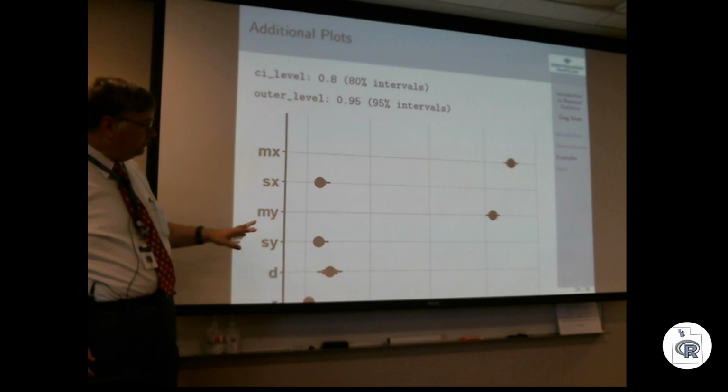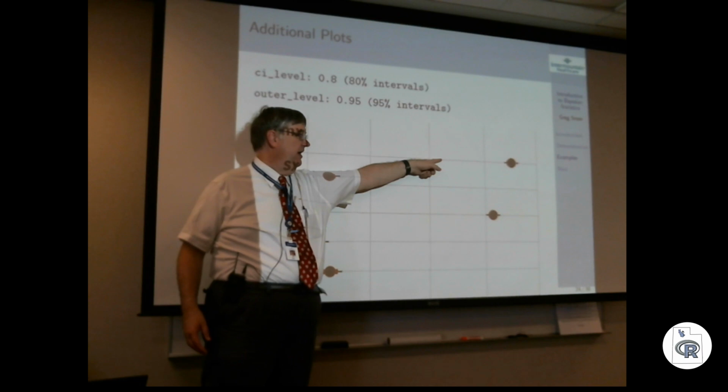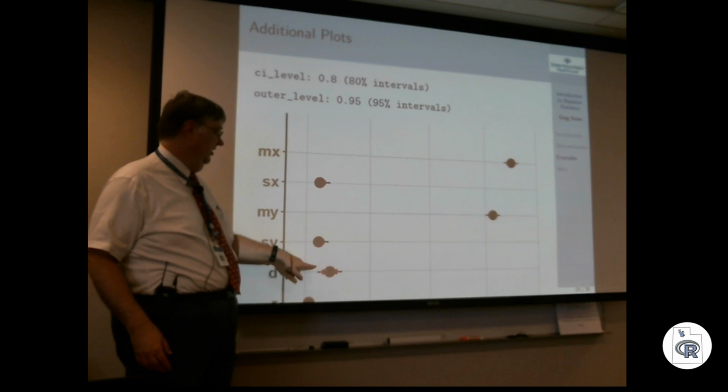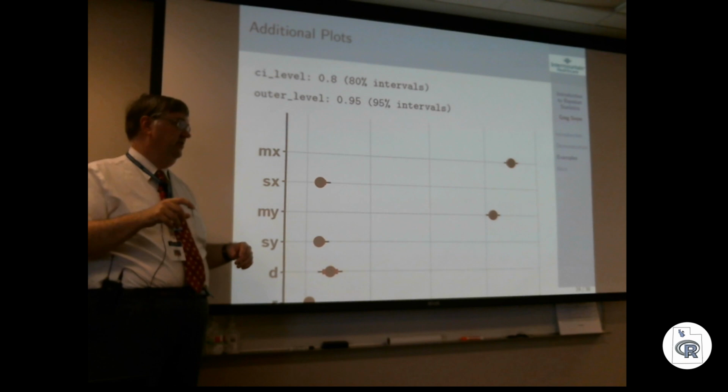So here we can see these estimates, and unfortunately the bottom of the plot got cut off, so we don't have an axis here. But here's a mean and interval for the mean of the males, the mean of the females, the standard deviation of the males, the standard deviation of the females, the difference, and the ratio. So this is just the default plot. If I say my object that I created, I just say plot that. This is the plot that came out.